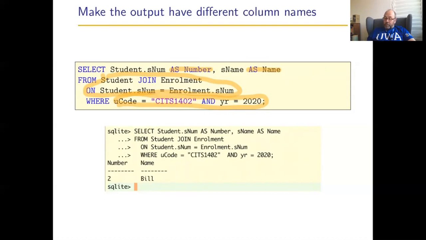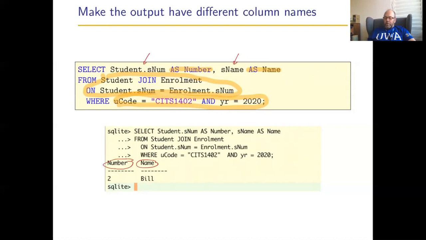It does the selection of the same two columns, student.snum and sname, but then it renames the columns. So the output table now has columns which are called number and name, even though the input table had columns called snum and sname and so on.